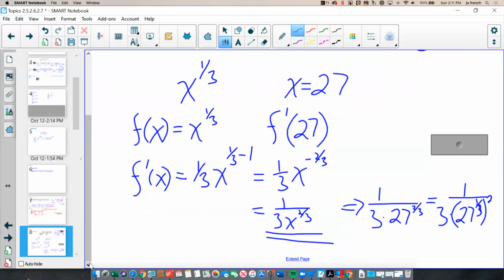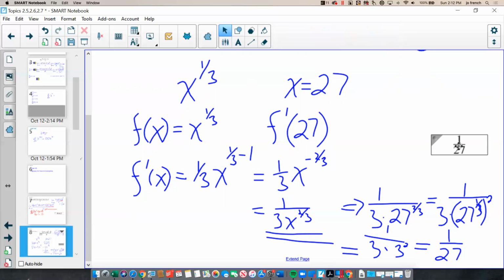So 27 to the 1/3, that's the cube root of 27, which is 3. So this is 1/3 times the cube root of 27, or 3 squared. Well, 3 squared is 9 times 3 is 27. So my derivative at 27 for this function x to the 1/3 is 1/27.